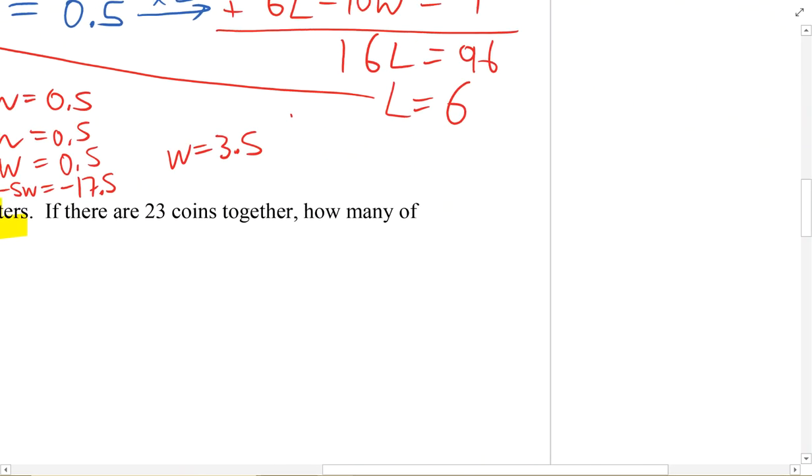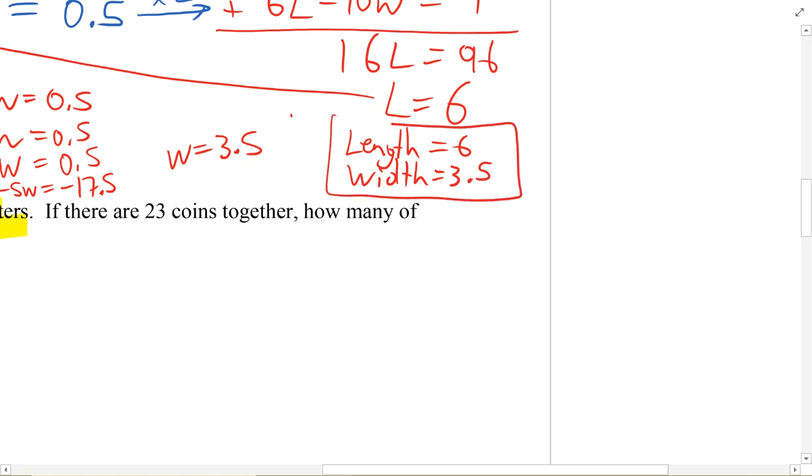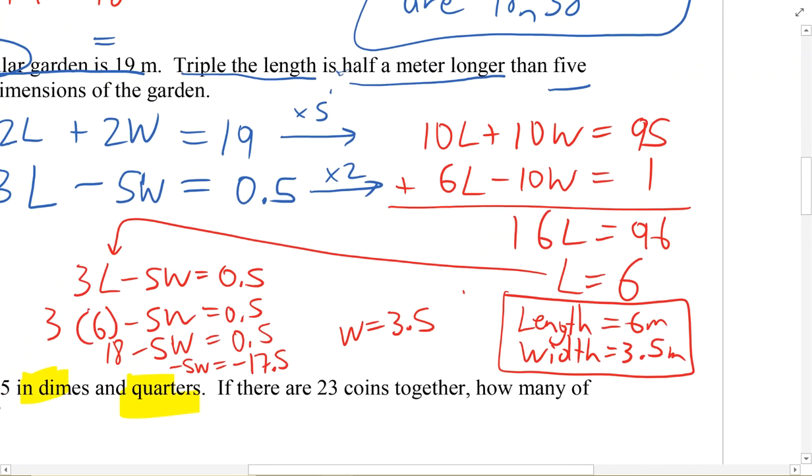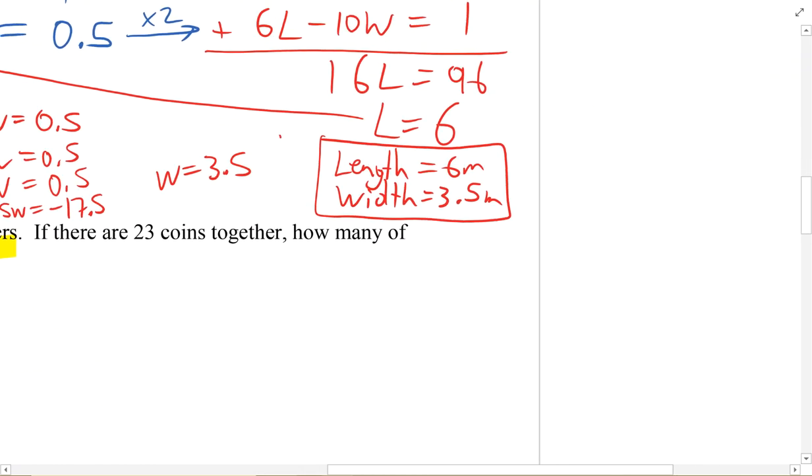So what is my answer going to look like now? Well, you can do a whole complete sentence, or at this stage of the game, you can just simply say length equals 6, width equals 3.5. And 3.5 is okay because we were given a 0.5 measurement, okay, and we can measure with decimals for meters. We probably should say meters and meters. Did they tell us meters? Yeah, so we should say meters and meters, okay?